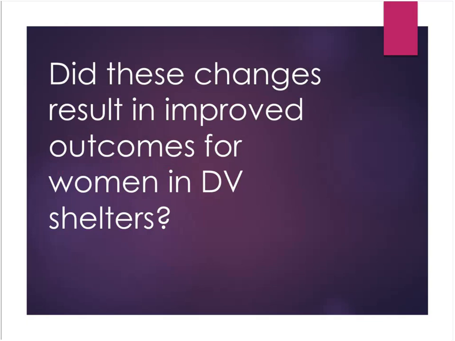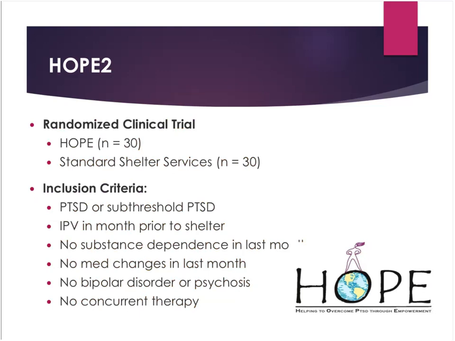So, given all the changes you made in developing this new post-shelter iteration, did that result in improved outcomes for women? The short answer is yes. We do find some better outcomes, and let me show you exactly what we found. So we did another randomized clinical trial, and this one, same model as before. Everyone was in shelter and got what therapeutic services shelter had to offer, and then 30 women also got HOPE on top of that.